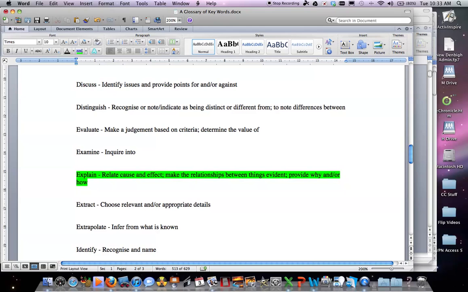Explain asks us to relate cause and effect, make the relationship between things evident, provide the why and or how. I guess another way of looking at it is: because of the thing that we're talking about, what is going to occur as a result of the use of that. So we need to relate to the cause and effect in this particular question.